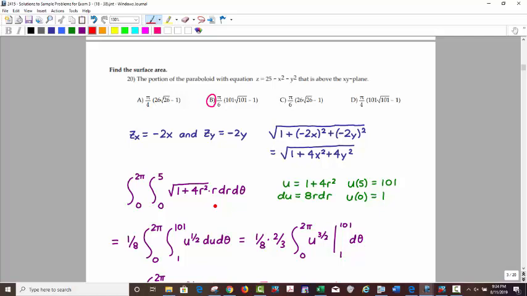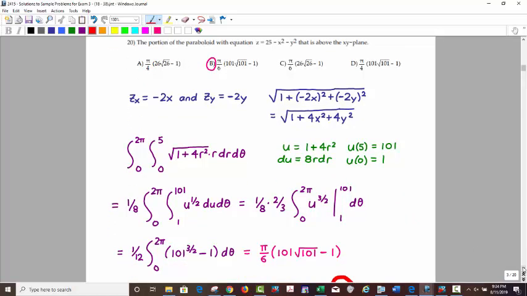It's just basic substitution. So you let u equal 1 plus 4r squared, du equals 8r dr. Put in 5, 1 plus 4 times 5 squared is 101. Put in 0, you get 1. Always like changing my limits of integration. So I'm going to have u to the 1/2 du d theta, and we're going from 1 to 101, and then still 0 to 2 pi. And the 1/8 comes from dividing both sides. I just didn't show it, but you have to divide both sides by 8, so it makes it 1/8 du. So I just brought the 1/8 to the outside.